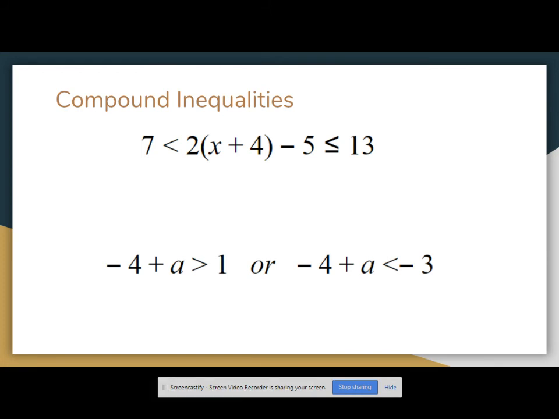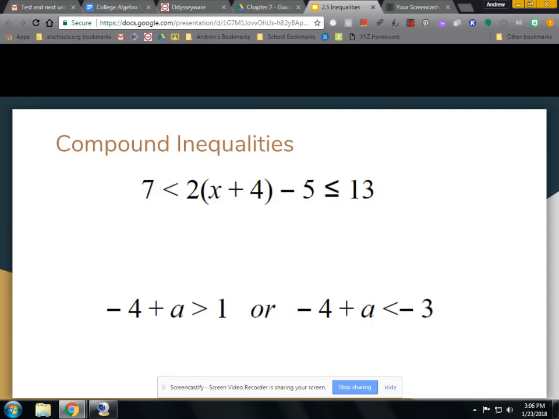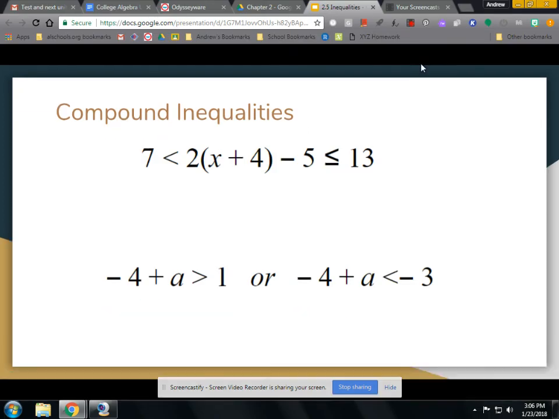I'll show this one. And so that first one, we solved it as if it was in between, which it is. You could also see an inequality like this. Negative 4 plus a is greater than 1, or negative 4 plus a is less than or equal to 3. This is a slightly different situation. We're not trying to find a number in between a certain range. It could be bigger or less than a certain thing.